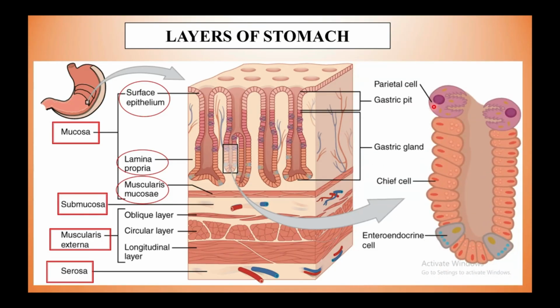In this gastric pit, you can see different types of cells. The most important cells are the parietal cells. Below the parietal cells there is the chief cell, and below the chief cell there is the enteroendocrine cell, also known as the enterochromaffin cell or ECL cell. These are some important cells present inside the gastric pits. We will see the importance of these cells in the next slide.